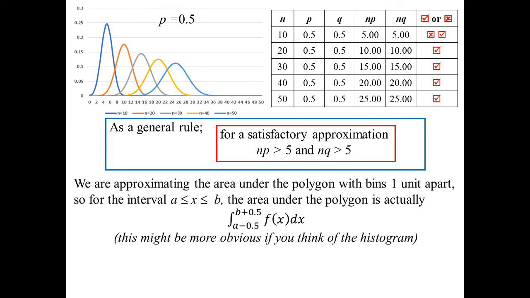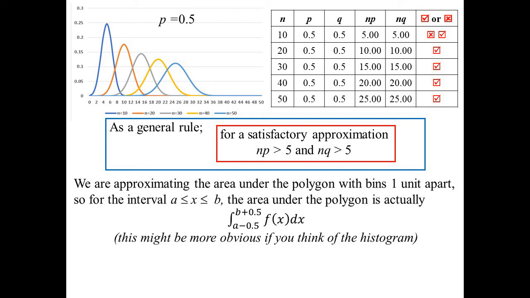Now, what we're doing, remember, is approximating the area under the polygon. I've got ones that are 1 unit apart. And remember, when you draw up a frequency histogram, you'd start a half in front or a half below. It might be more obvious if you think of the histogram. The area of the polygon is actually not going from a to b for the integral. It's a minus 0.5 and b plus 0.5.